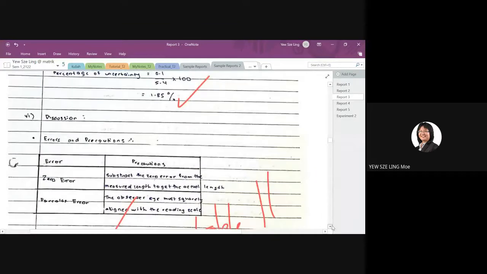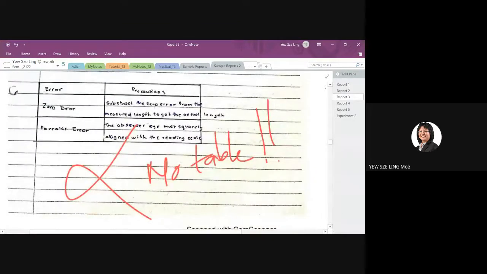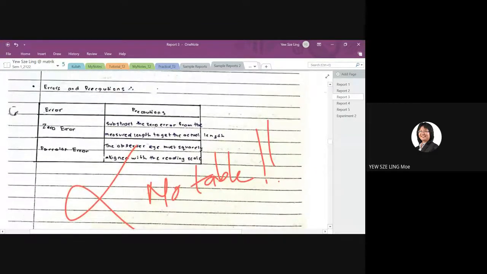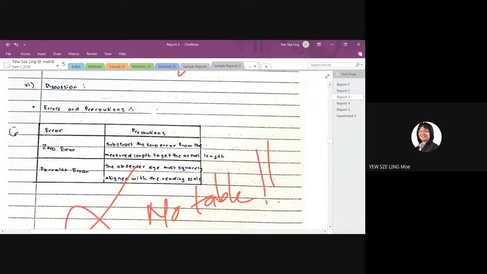The rest fine. Okay, now this one. This is a very, very, very lazy discussion. So from the first part until the observation looks nice. But when it comes to discussion, this is what she gave me. So I don't even bother to read. Why? Because you are not following my instruction. What is zero error? What is parallax error? You don't even tell me what these 2 errors are. What is it for? When did it happen? How did it occur? You need to explain. All right. So if you give me this in the exam, I won't even read. Straight away, I will give you 0 marks.